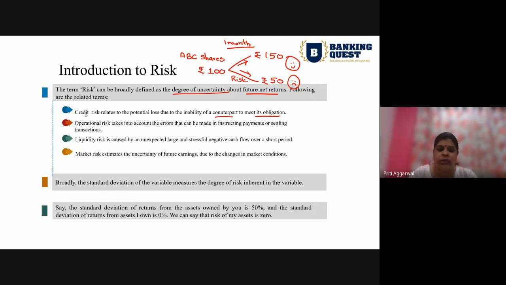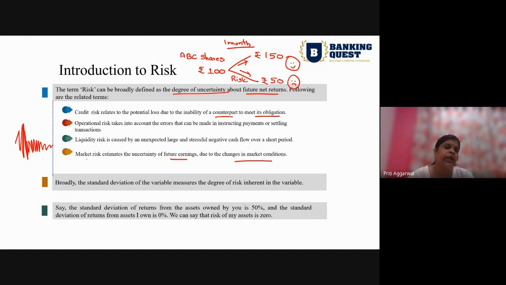And market risk, as we all are aware, what is market risk? When we talk about equity prices, interest rates, foreign currency, bond prices or commodity prices, any asset class or security which has volatility, and where we are uncertain about how prices are going to move, in what direction, we call it market risk, right, friends? So market risk estimates the uncertainty about your future earnings due to changes in market conditions.